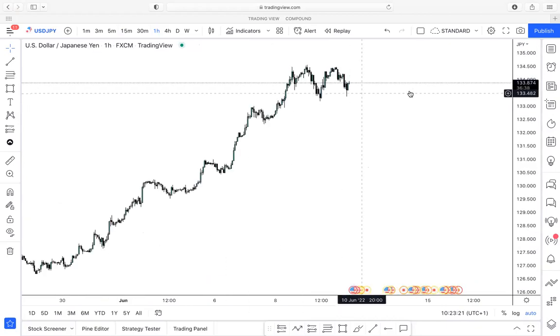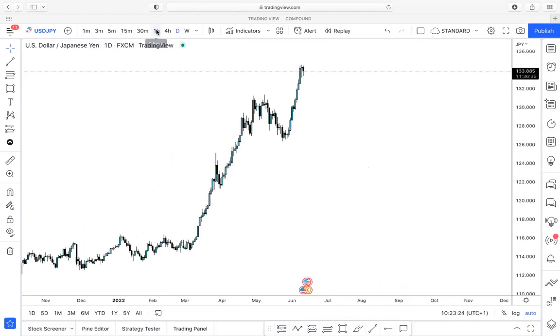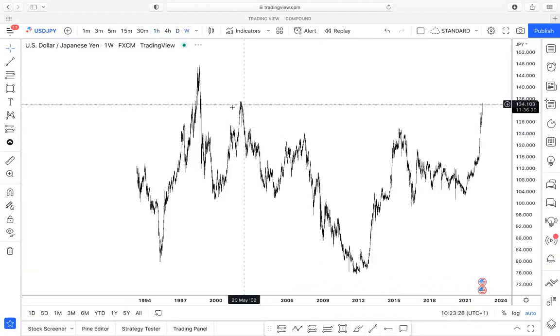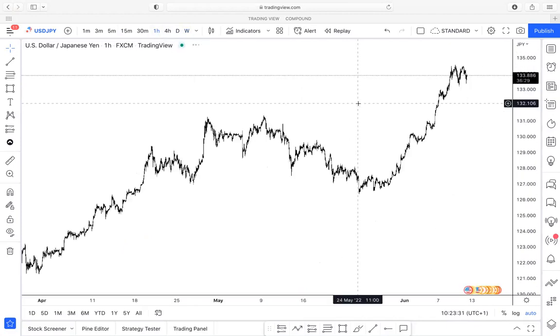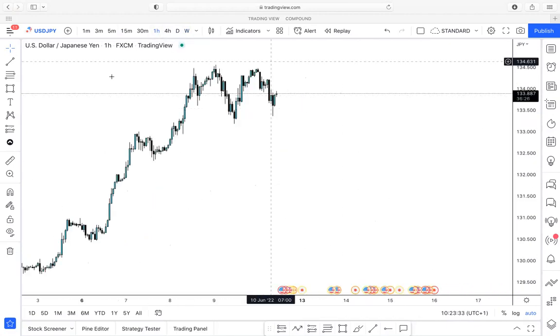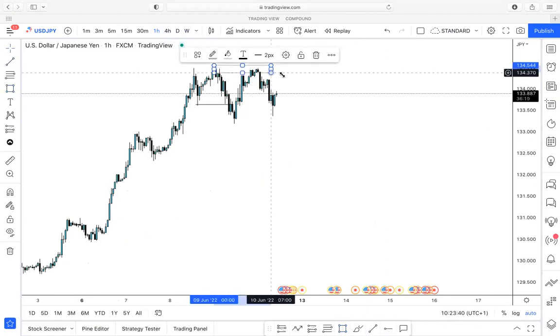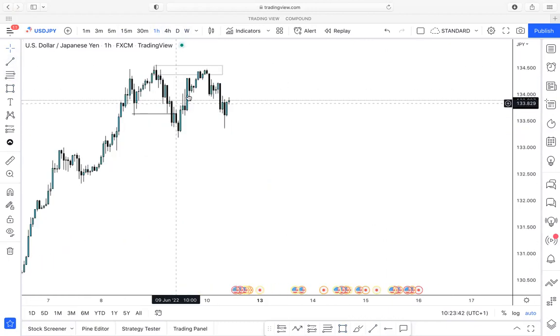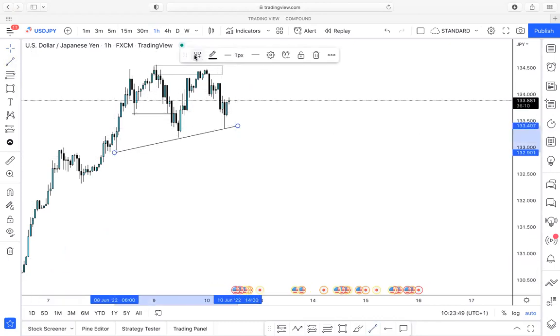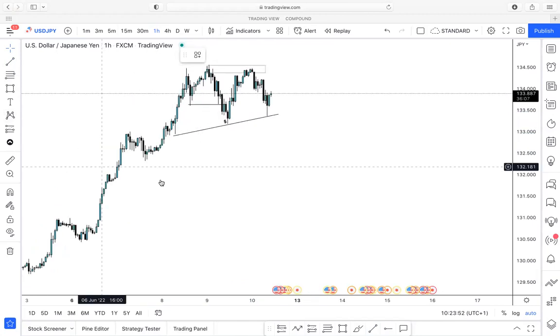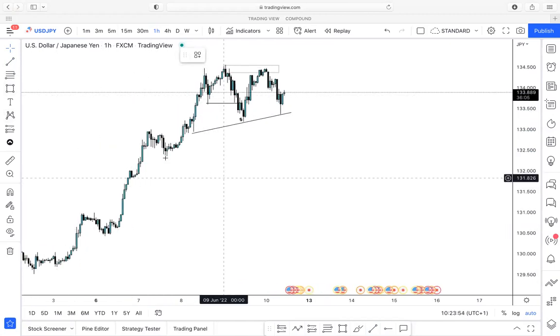USD JPY. And we're reacting of weekly levels all the way to the left. So we have a high. We have a break of structure. Reacted of this. And then we failed to break this low. We're also building liquidity, which could be swept to take out some order blocks here.